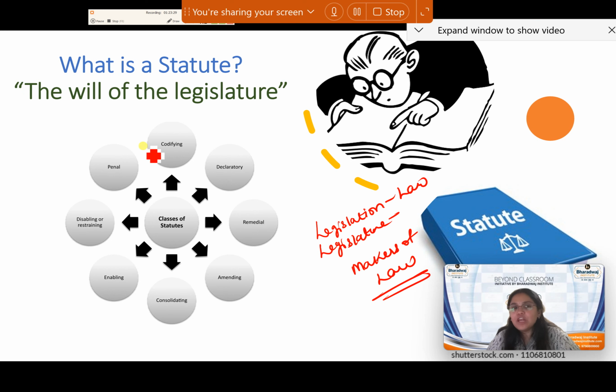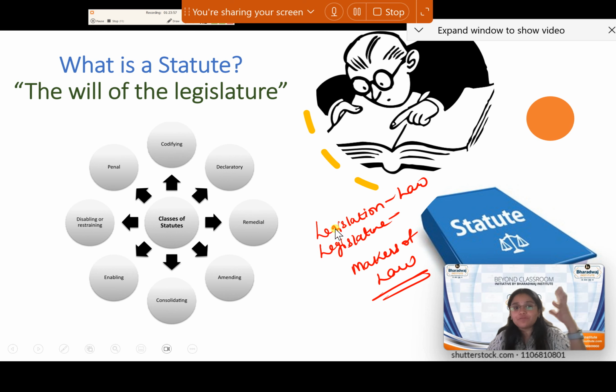What is a statute? Statute is a will of the legislature. Whatever the government, not the government, the parliament is the makers of law in India. Parliament, whatever it desires to be the law of the country, that they are writing it, right? So they are putting it on papers and they are declaring it officially to be the law. That is the will of the legislature. Clear, everyone? It's a will of the legislature. We are going to learn how to interpret the statute.